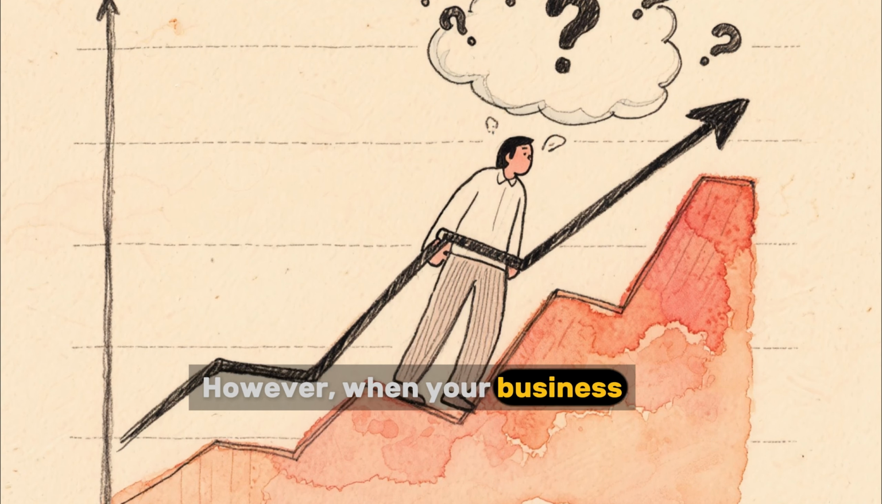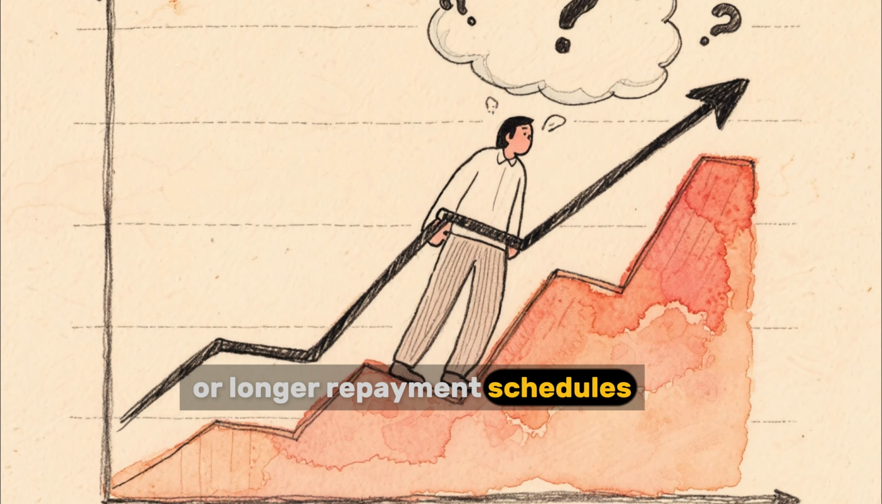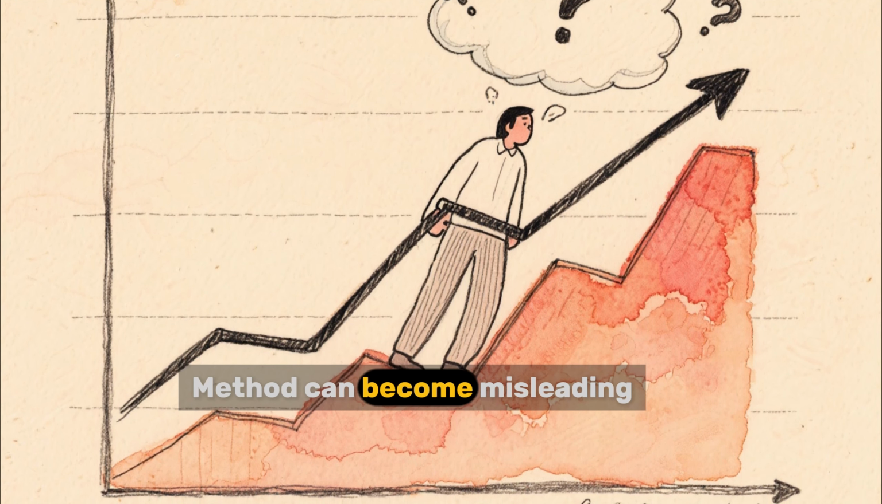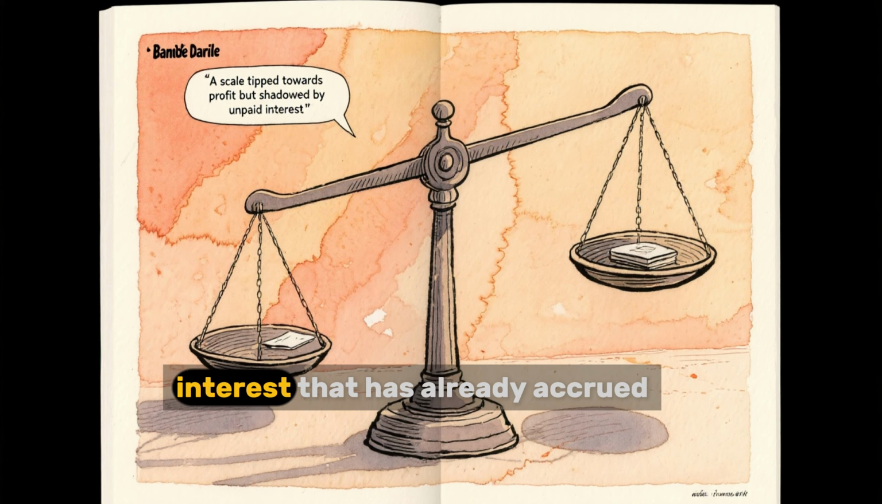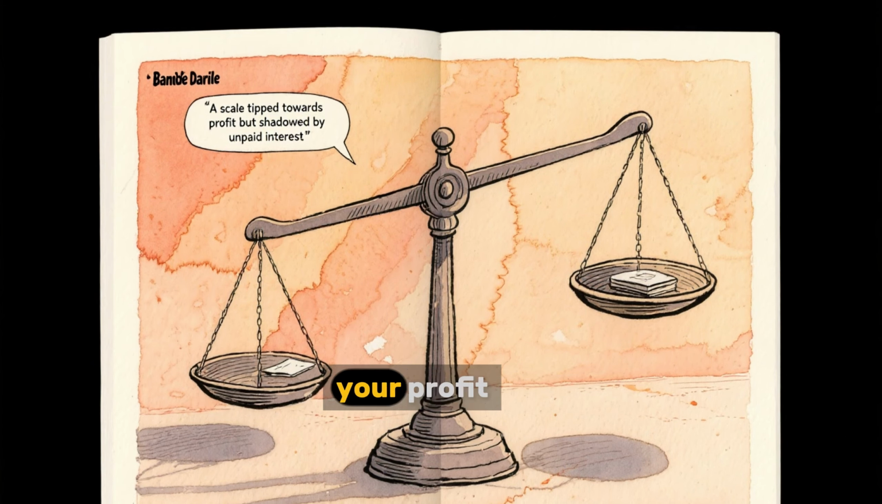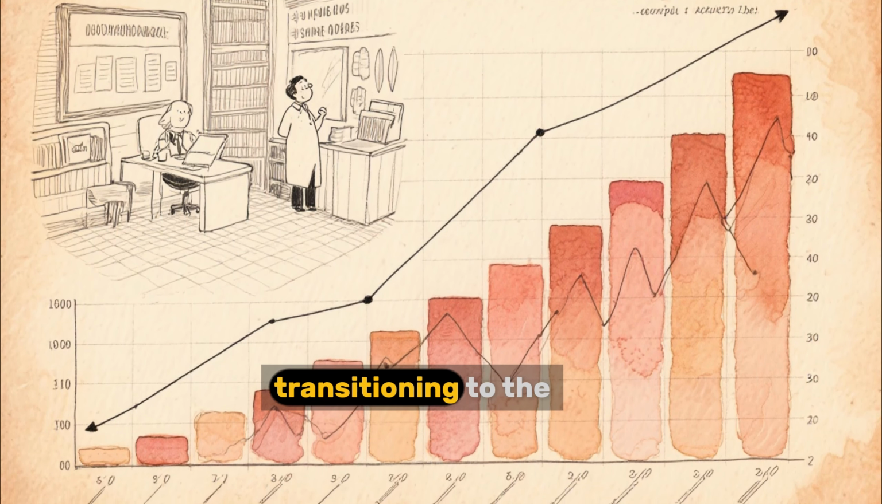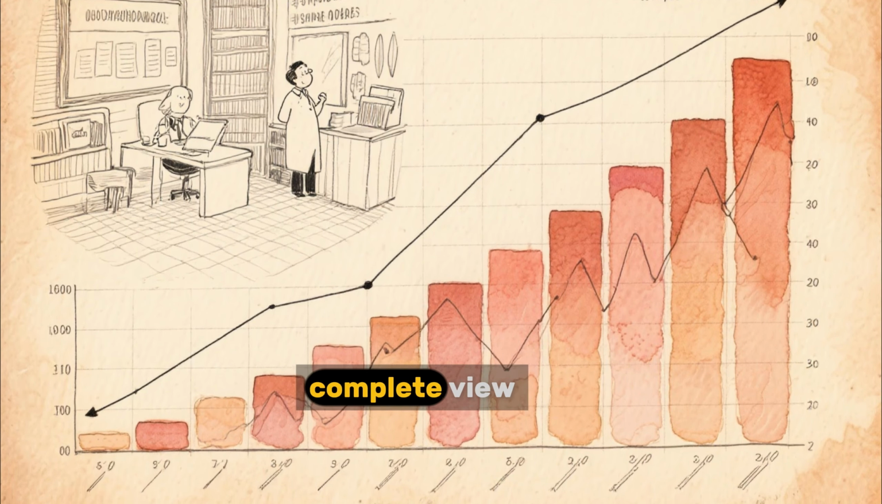However, when your business grows or you start dealing with multiple loans, vendors, or longer repayment schedules, the cash basis method can become misleading. Without recognizing interest that is already accrued, you risk underestimating your costs or overestimating your profit. At that stage, most accountants recommend transitioning to the accrual system for a more complete view.